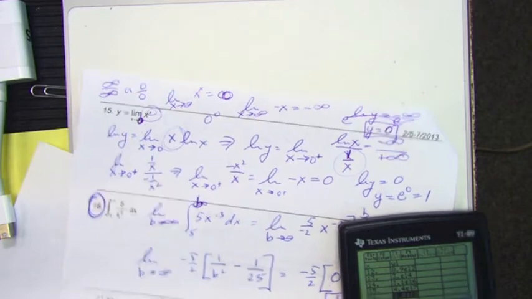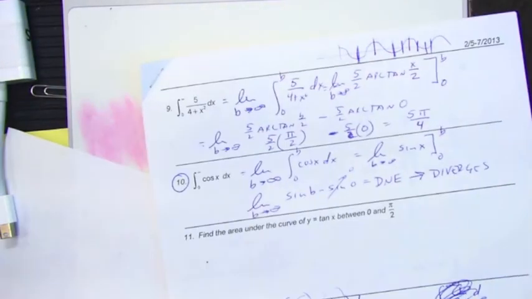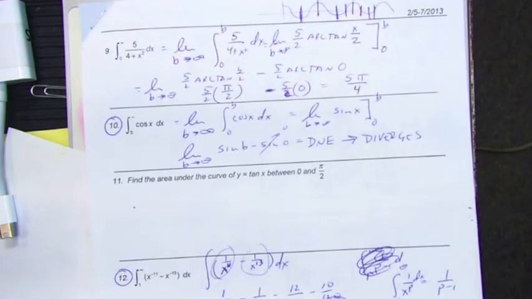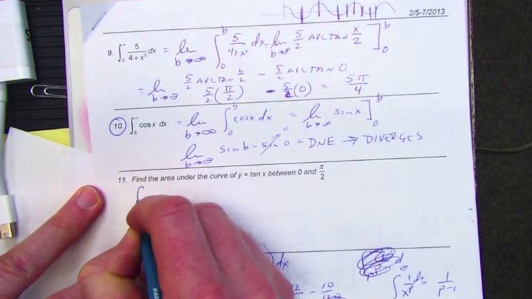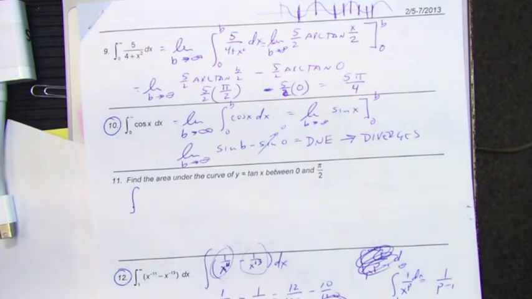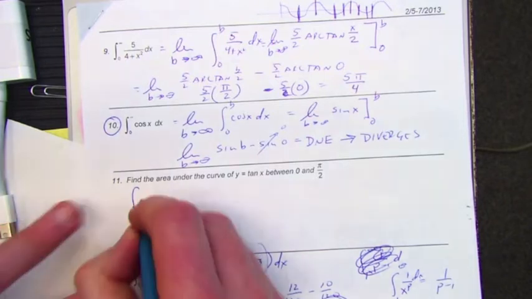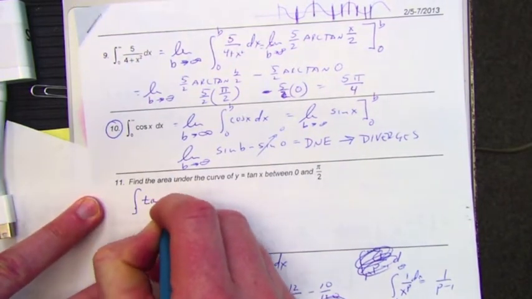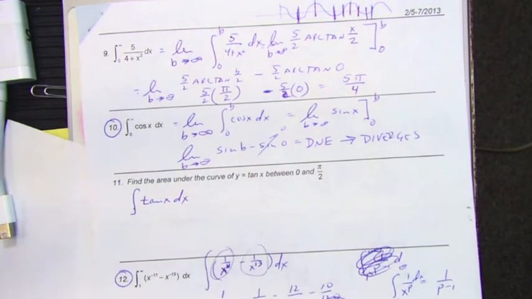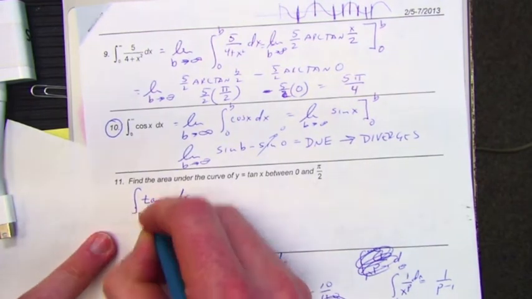Okay? All right. We need to go back and we have a little jumping around to do. Let's go back and do 11. Let's find the area under that curve. I kind of gave you a hint over there. So would everybody agree we have to find the antiderivative of what function? Tangent of x dx from where to where? 0 to pi over 2.